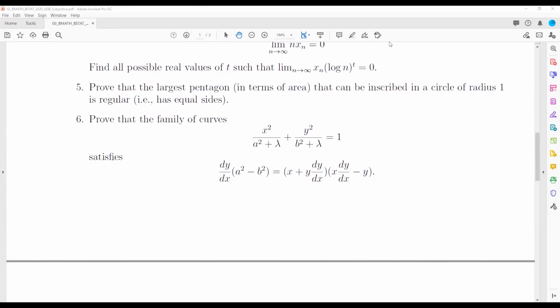Let's solve question 6, which says: prove that the family of curves x squared over (a squared plus lambda) plus y squared over (b squared plus lambda) is equal to 1 satisfies (dy/dx) times (a squared minus b squared) equals (x plus y dy/dx) times (x dy/dx minus y).